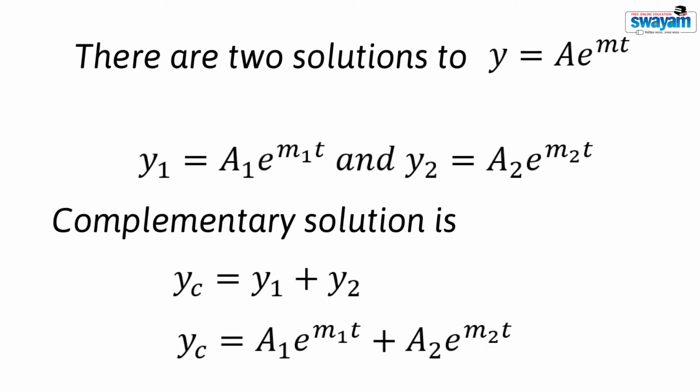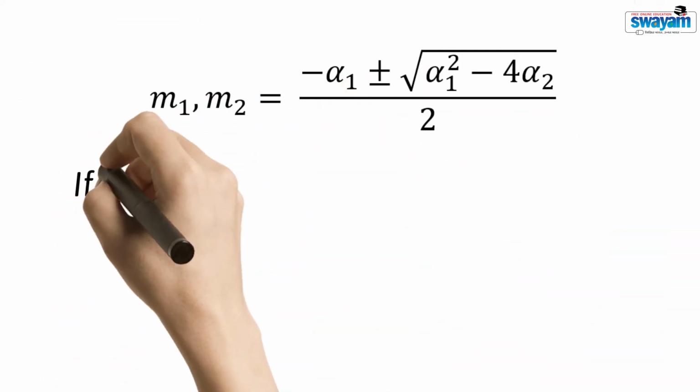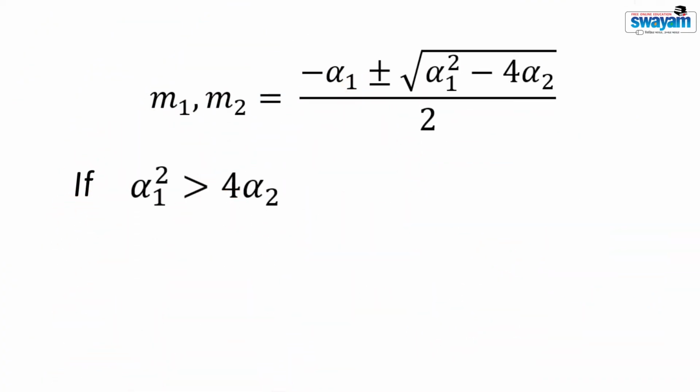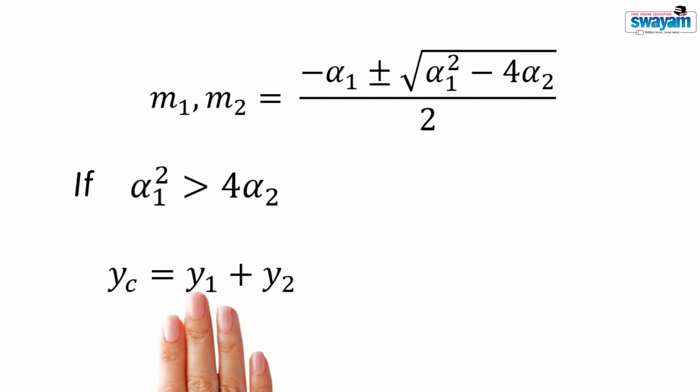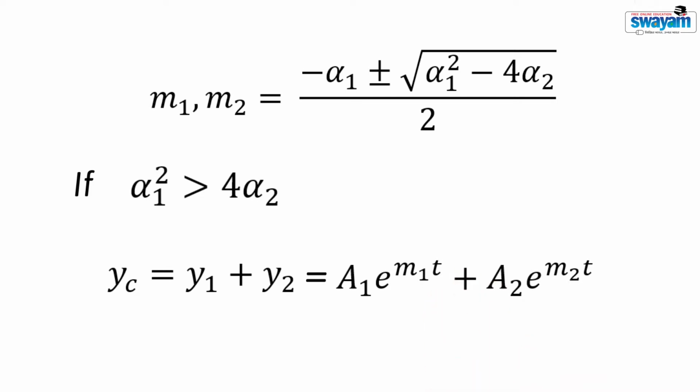Now we may have three cases because the roots depend on the expression under the square root. If alpha 1 square is greater than 4 times alpha 2, we have two real roots and the complementary solution is given by y1 plus y2 is equal to a1 e to the power m1t plus a2 e to the power m2t.